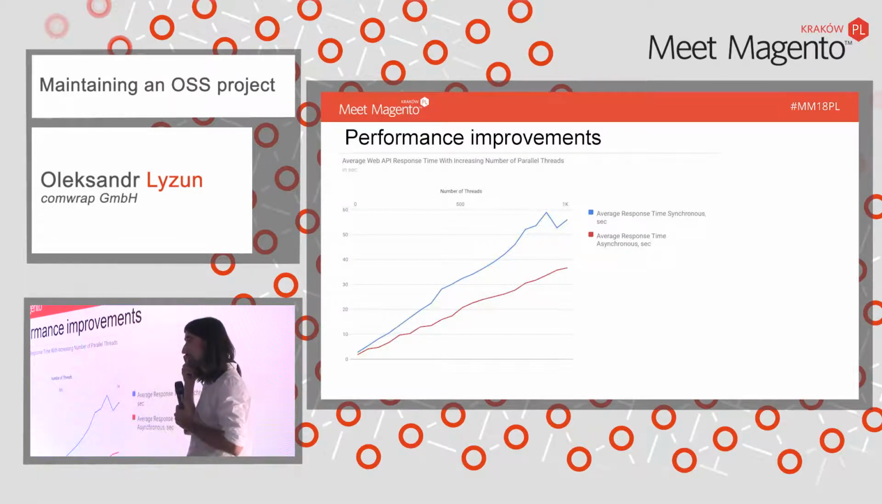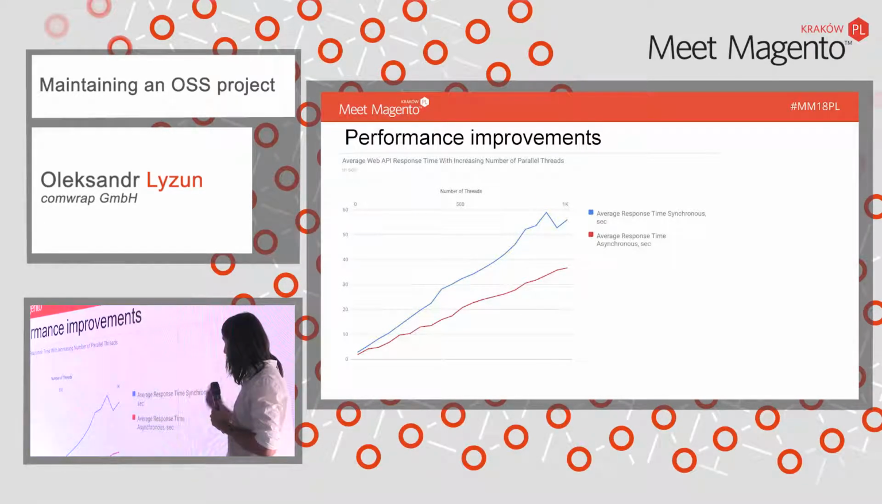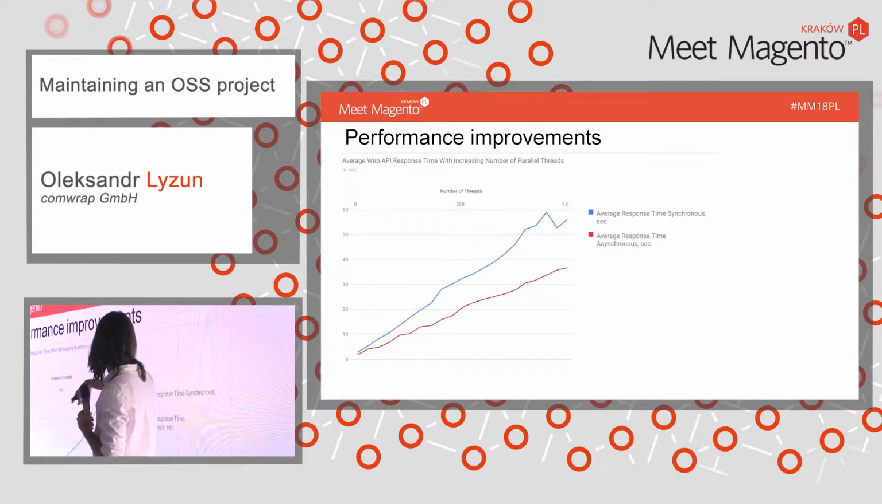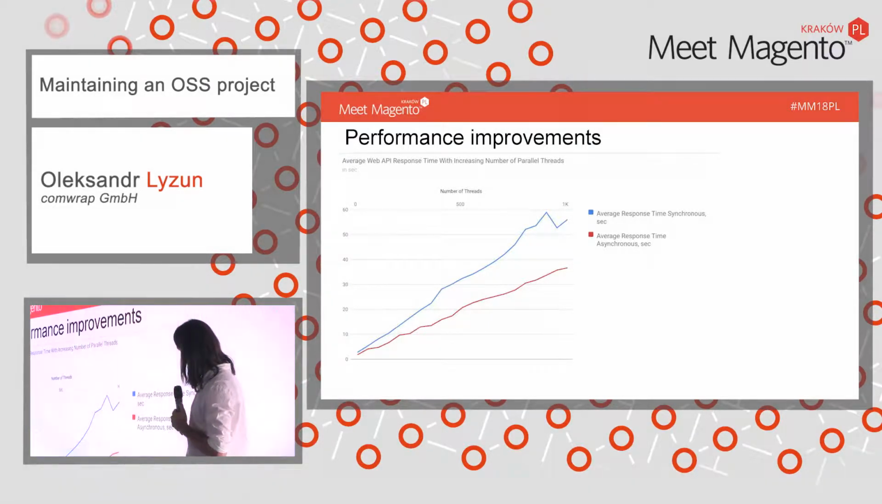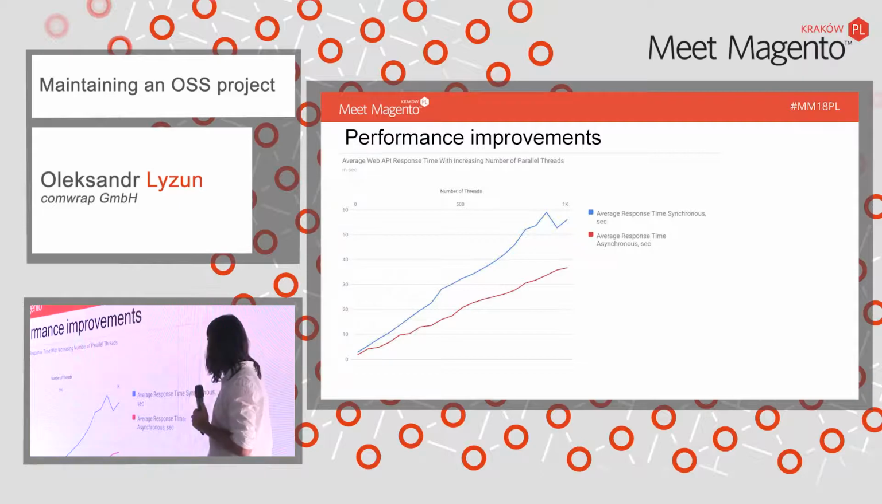That's a performance improvement which we generally reach with asynchronous API. The blue one is the average response time for the standard web API for the request. So you started from one request at the same time up to 1000, and it definitely grows up to 60 seconds for the request. And the red one is the response time for the asynchronous request, in which Magento accepts your messages, your request, and puts it in the queue. So we got like 40% performance improvement only at this point.